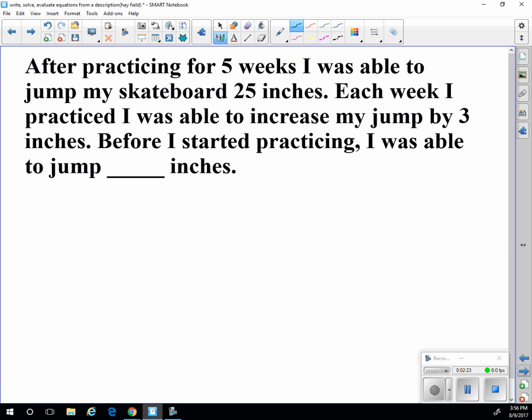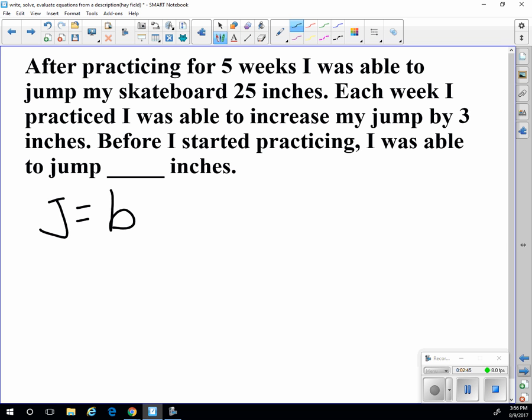After practicing for 5 weeks, I was able to jump my skateboard 25 inches. Each week that I practiced, I was able to increase my jump by 3 inches. Before I started practicing, I was able to jump how many inches? So we know that the jump is equal to how much I can jump now. We don't know what that is. That's what we're trying to find.